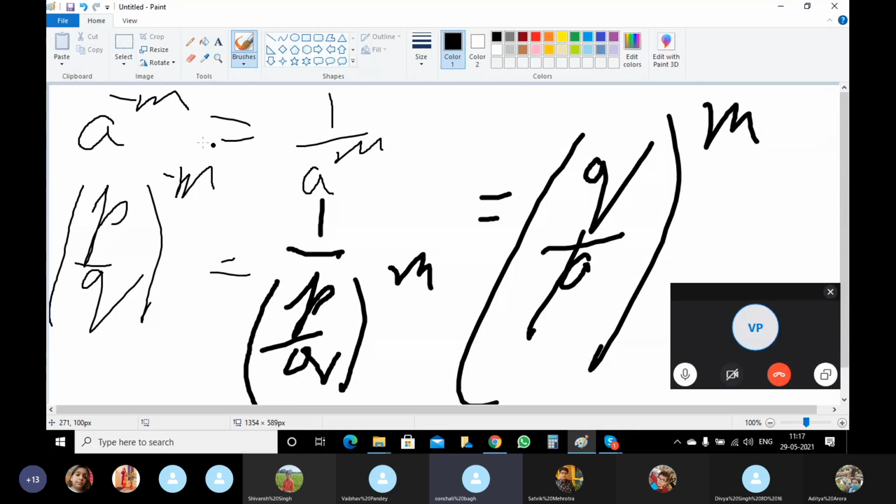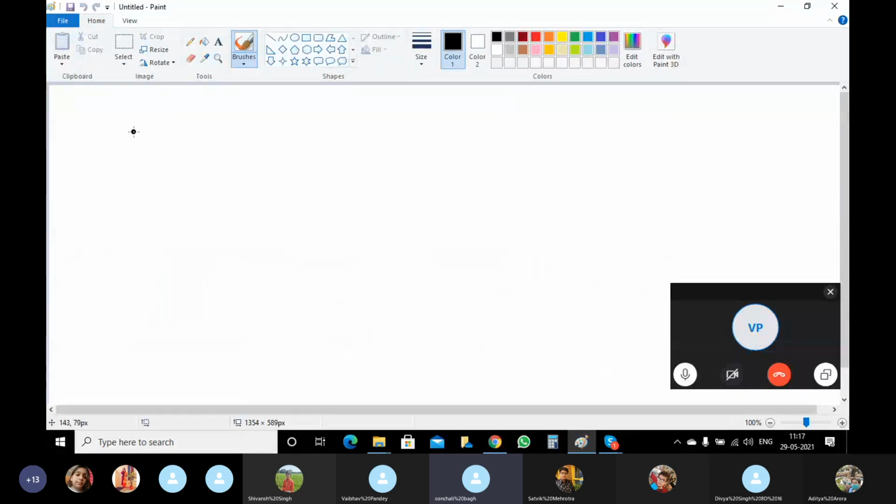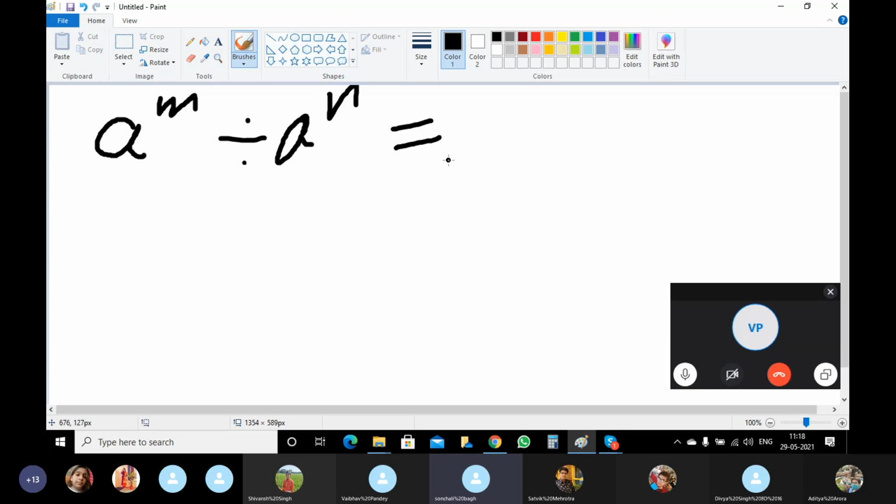Multiplication done, inverse done. Now the next one is what? When we have understood the inverse, we should try for division. a to the power m divided by a to the power n. What should be the result? Class? a to the power m minus n.